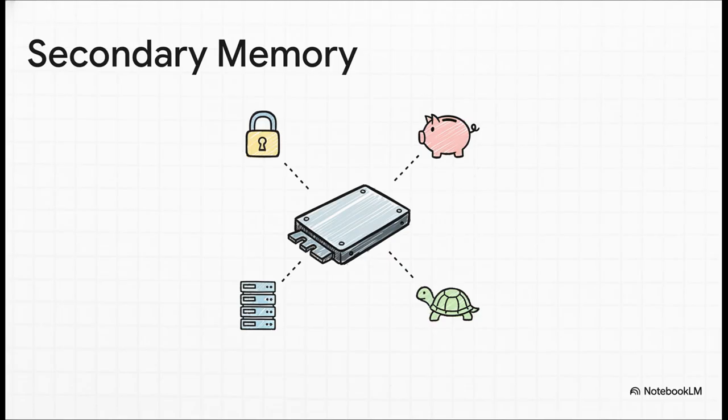So its role is really defined by a few key things. It's non-volatile, so your data is totally safe when the power's off. It's way cheaper per gigabyte than RAM, which is why we can have these massive storage capacities. But here's the catch. It is so much slower. And that's exactly why we don't run programs directly from the library. We have to bring them into that fast workspace first.